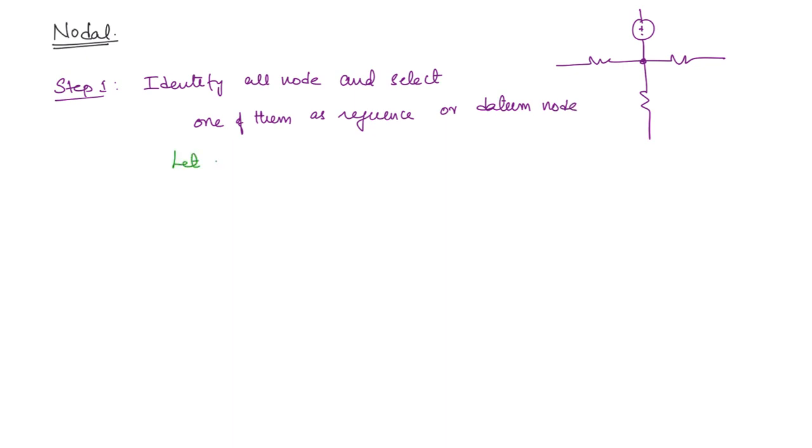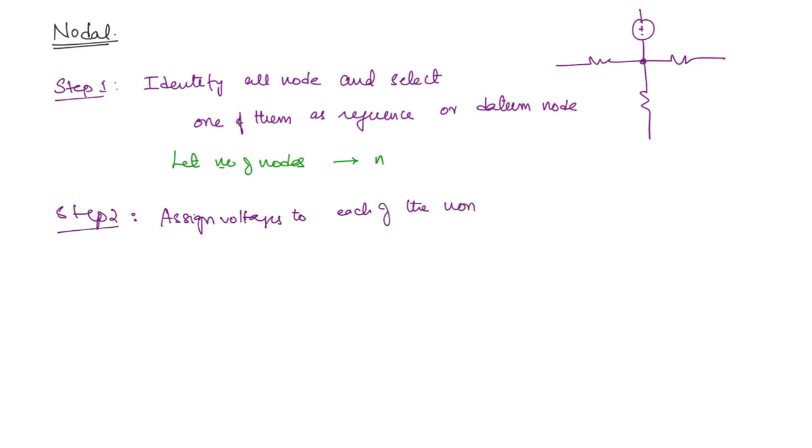Now let us consider the number of nodes. We will take this to be a variable n. Okay, now what is the second step? You have to assign voltages to each of these nodes, except the reference node. For the reference node, the voltage will be 0. So assign voltages to each of the non-reference nodes, and assign 0 voltage to the reference node.